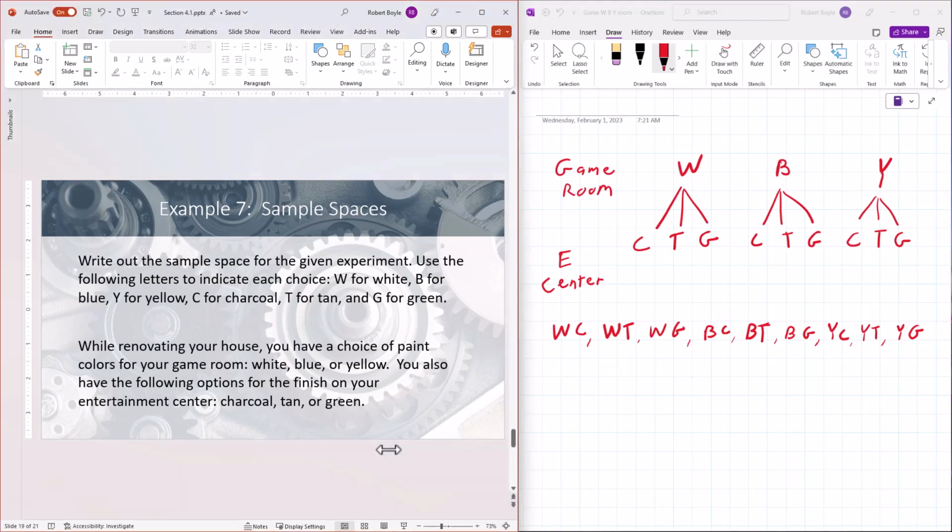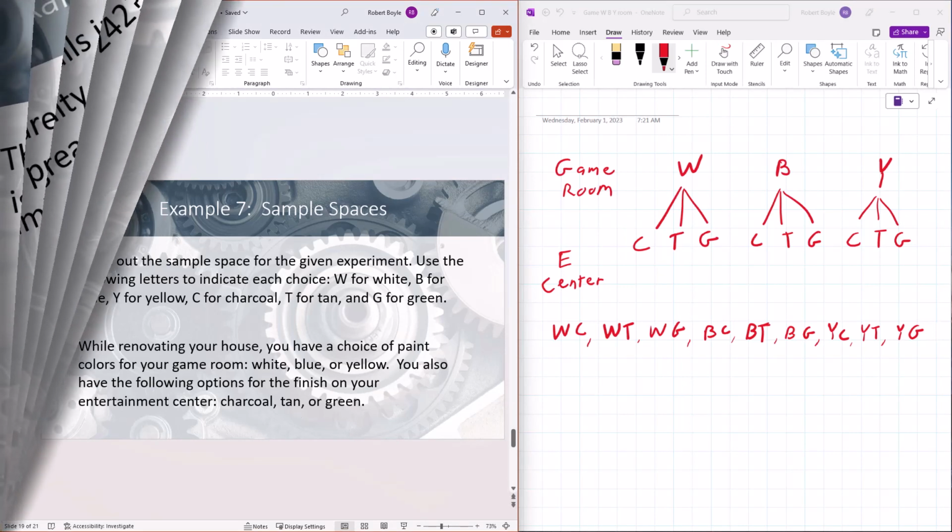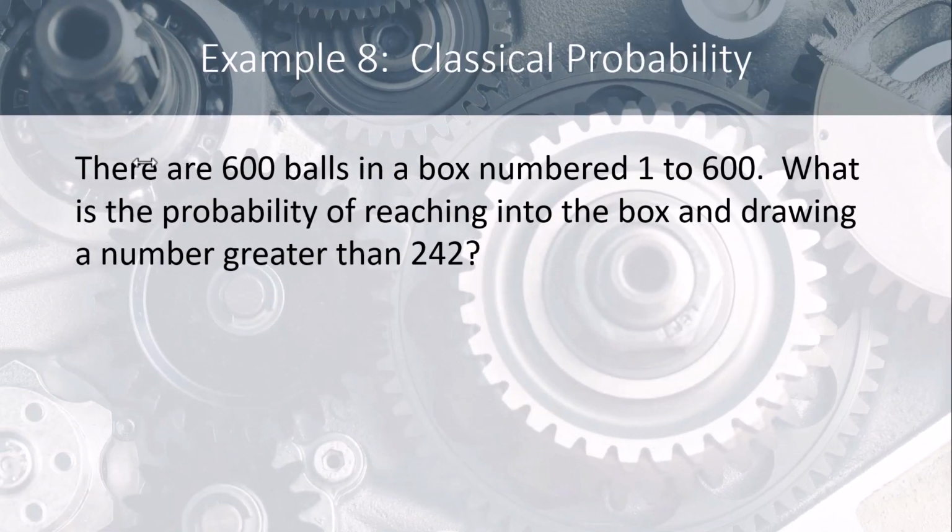Now give me 1 second as I go back to my original configuration. Okay, I'm back, and here we are. And this is the last example that we are going to have for this particular video. And this is an example of classical probability. There are 600 balls in a box, and those balls are numbered 1 to 600, how appropriate. What is the probability of reaching into the box and drawing a number that is greater than 242?